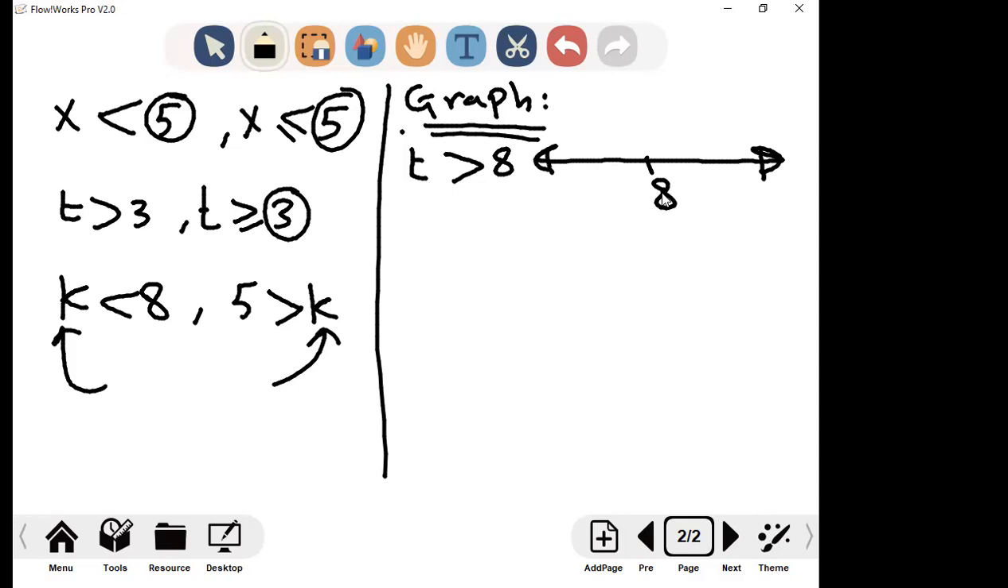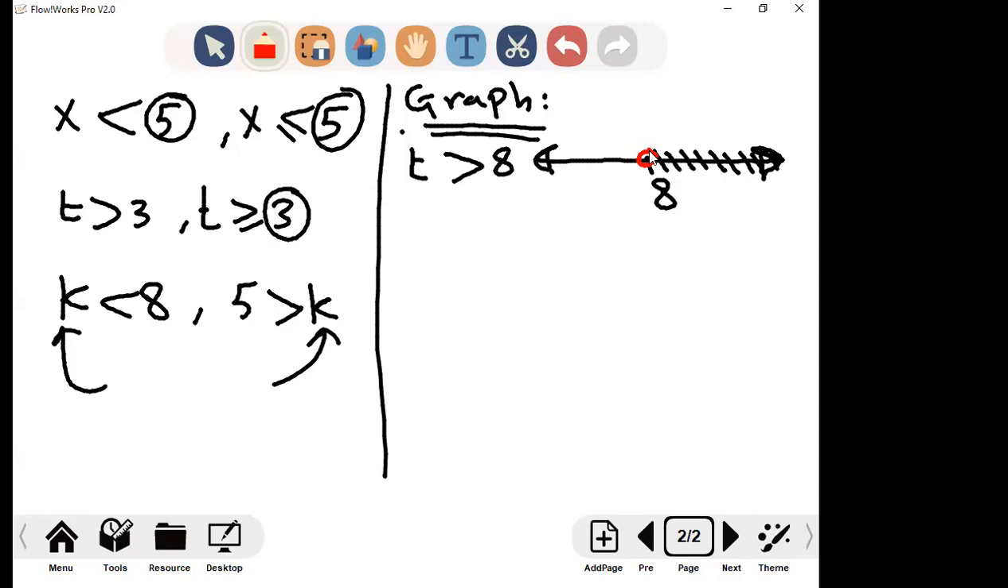T more than 8. So I'm saying more than, right? More than means to the right. So I will shade to the right, or highlight. Do we have an equal sign on 8? I said t more than 8, I didn't say t more than or equal to. In this case, focus: we put an open circle on it, like this.